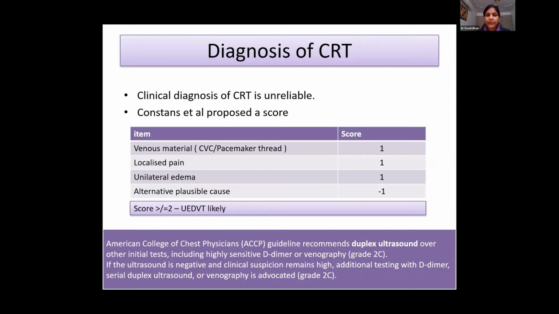Diagnosis: we have American College of Chest Physicians guidelines. Constans et al. have proposed a score, and according to this score, a 1 or 2 is given each for venous material, CVC, localized pain, and unilateral edema. However, if we have an alternative plausible cause, then a -1 score will be given. If the score is more than 2, then an upper limb DVT is very likely.